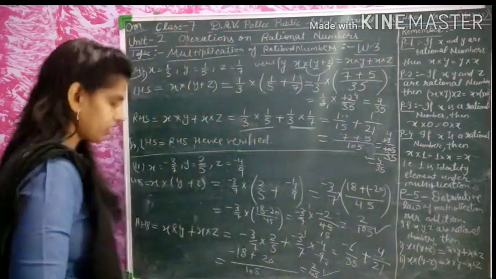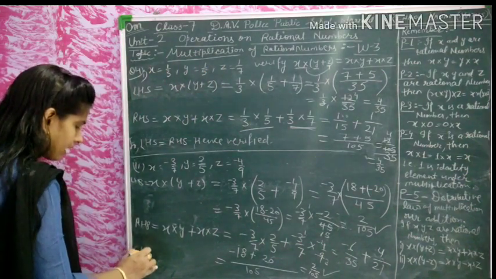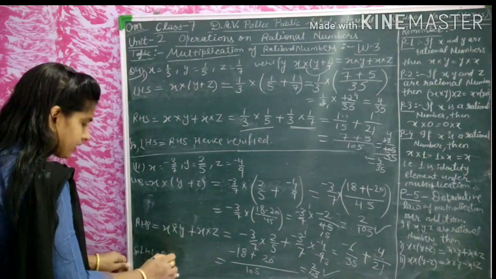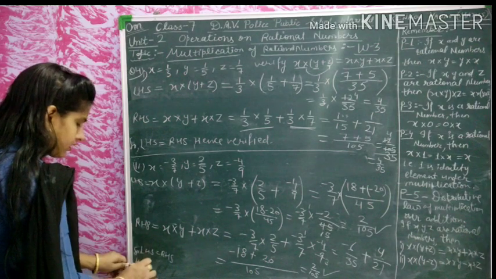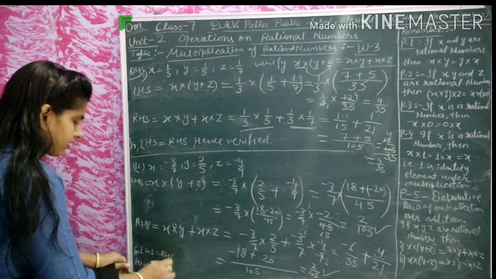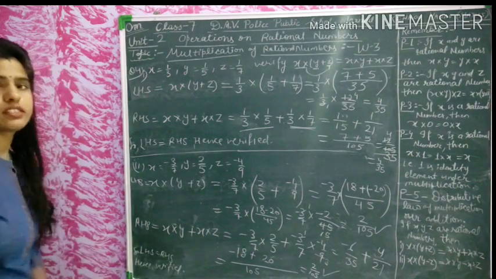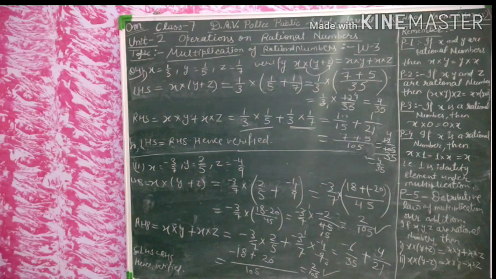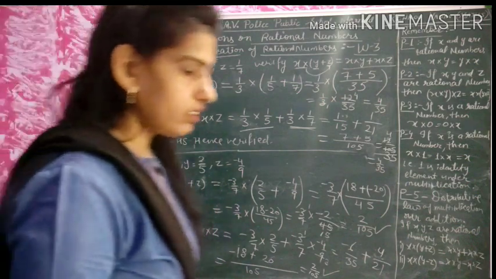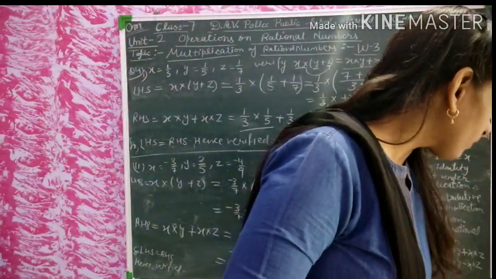Both are the same. So LHS is equal to RHS, hence verified. Okay students, is it clear? These are the questions up to 4, and in the next class we will do all the remaining questions.